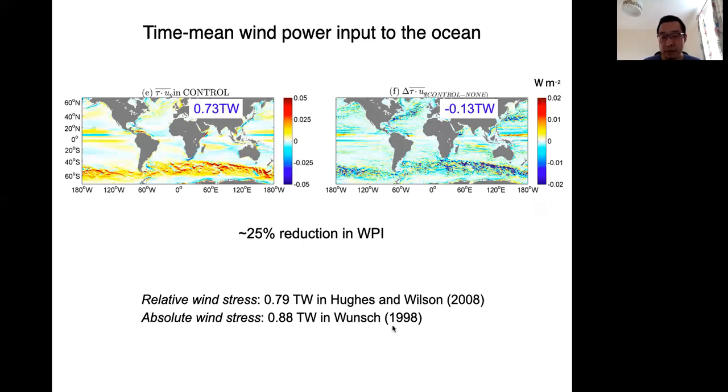And in Carl Wunsch's paper, he estimated wind energy input to the ocean general circulation is about 0.88 terawatt, but he used absolute wind stress. So in our model, the energy input is about 0.86 terawatt when we use absolute wind stress. So it just shows the model seems to be doing a reasonable job in reproducing the power input difference between relative wind stress and absolute wind stress.